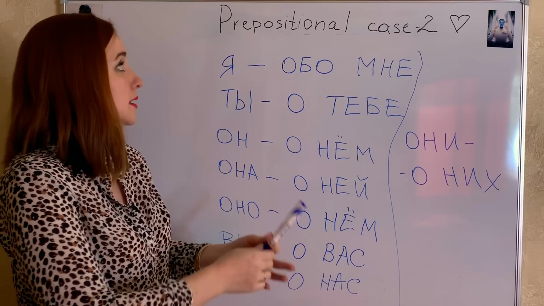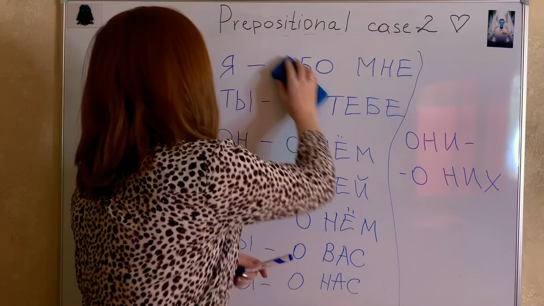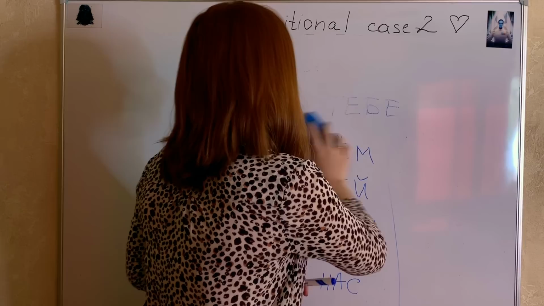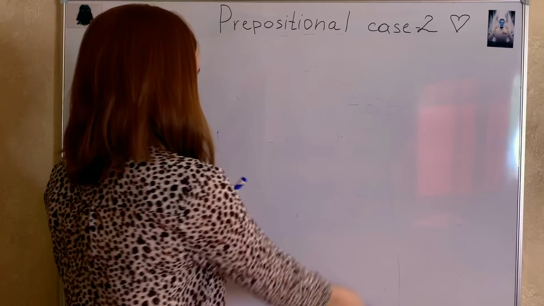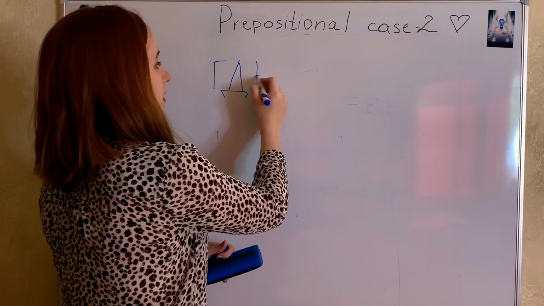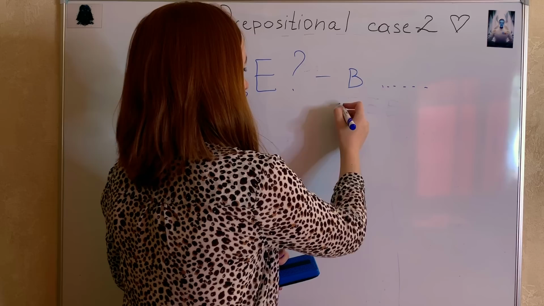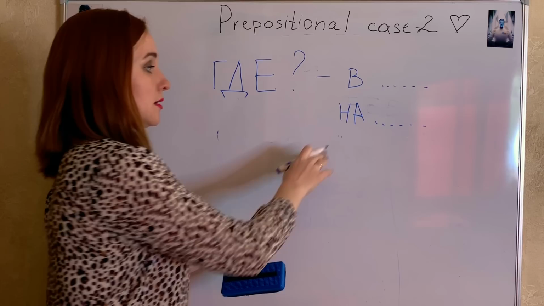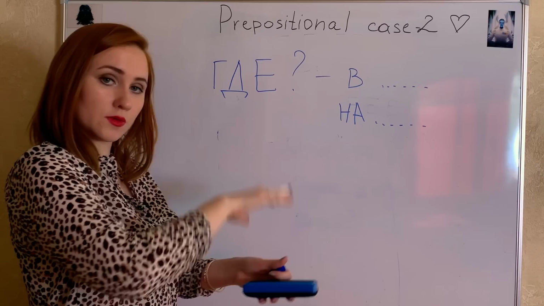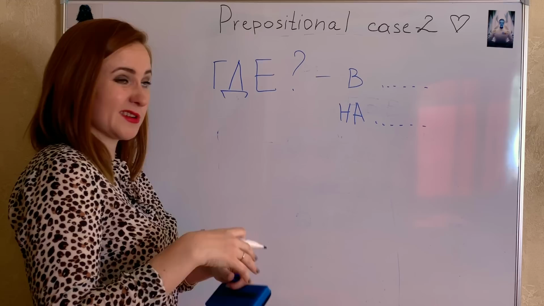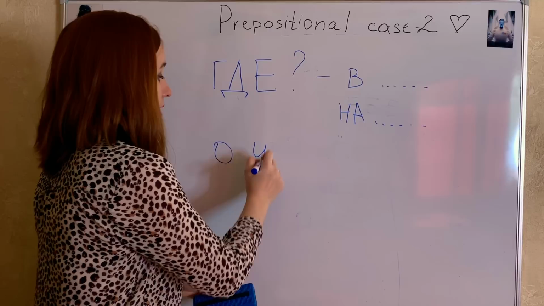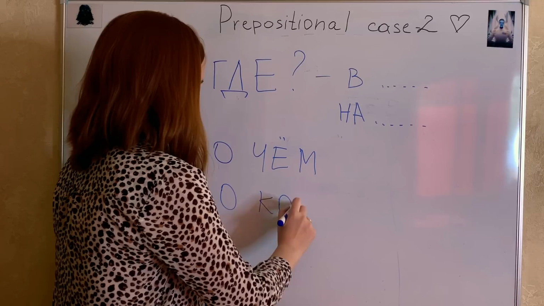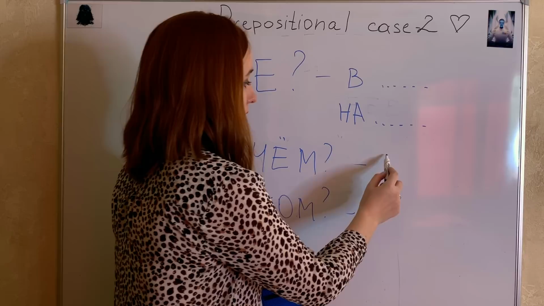So, let's summarize quickly the prepositional case. First, it answers the question, где? Where? And here you can say в, на. So, in something, on something, on the roof, на крыше, on the table, на столе, or in the house, в доме. The second situation, о чём and о ком. About who or about what. And here, two prepositions.